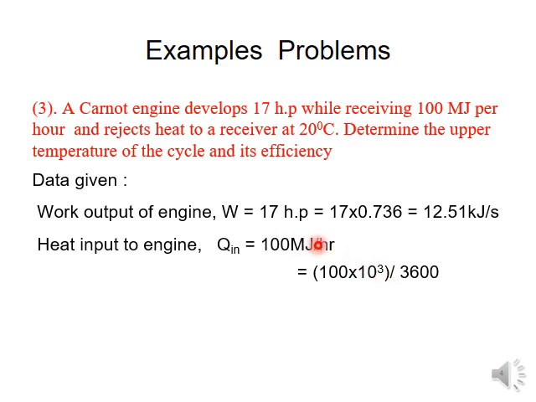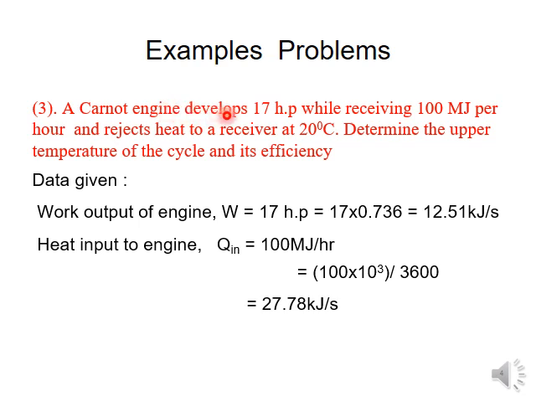One hour is equal to 3600 seconds, and you have to observe that hour is in the denominator, so you have to convert the hour in the denominator only. In the denominator it becomes 3600 seconds, and the final unit becomes 27.78 kilojoule per second. So the work done is 12.51 kilojoule per second and the heat input to the engine is 27.78 kilojoule per second. Unit conversion is very important. If you make mistakes in the unit conversion, the whole problem will go wrong, so be careful with the conversions of units.